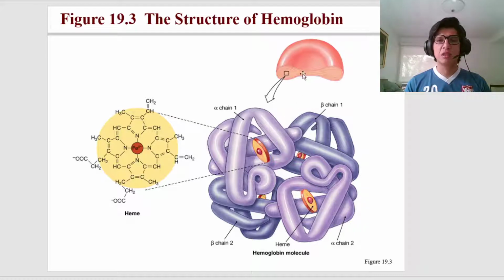Red blood cells usually have about 250 million molecules of hemoglobin, 250 million proteins of hemoglobin within every red blood cell. Each one has 4 heme groups, and each one will bind to 1 oxygen. So every red blood cell can carry about 1 billion molecules of oxygen or CO2. This hemoglobin is composed of 2 alpha chains and 2 beta chains.